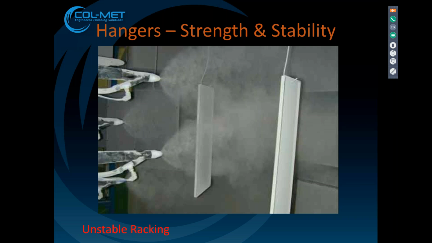Here we spoke about racking earlier, and hangers, and the strength and stability of racks. You can see here, this is unstable racking. It's hung from one point. The hooks, as you can see from the illustration, are bent. There's no consistency or very little consistency from hook to hook, and these hooks do not optimize this customer's line.